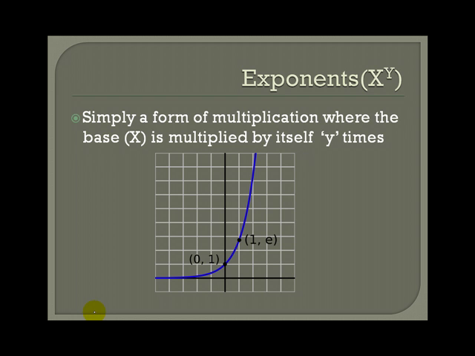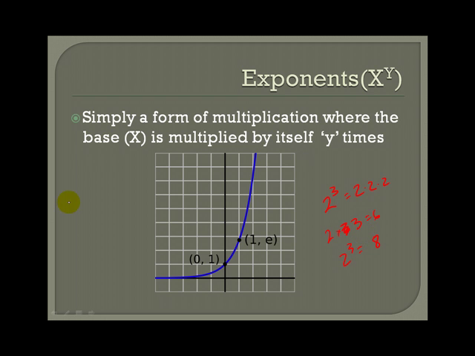Where's my button? There's my button. Exponents is a simple form of multiplication where the base is multiplied by itself y times. So for example, if we have 2 to the 3rd power, that's 2 times 2 times 2. So for example, 2 times 3 equals 6. 2 to the 3rd, 2 times 2 is 4, times 2 is 8.